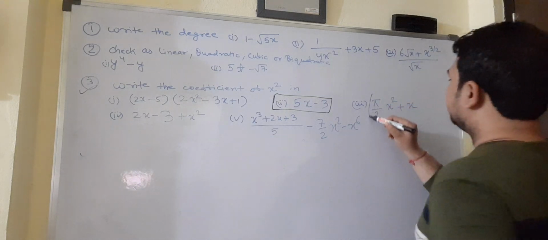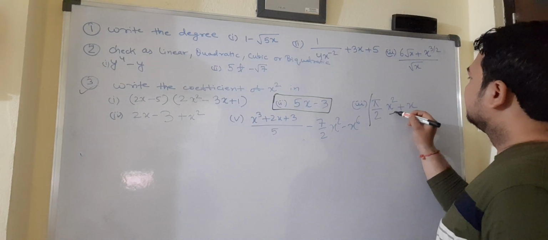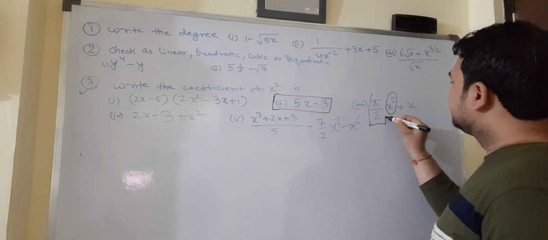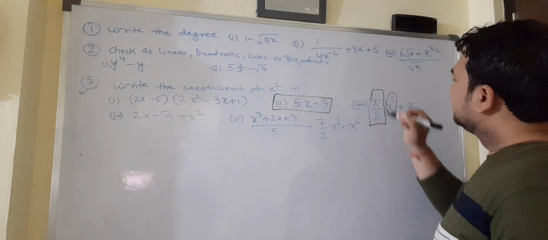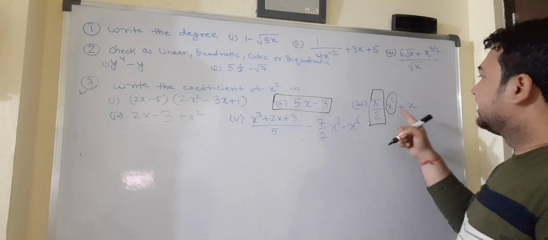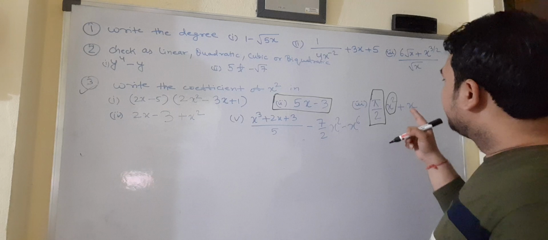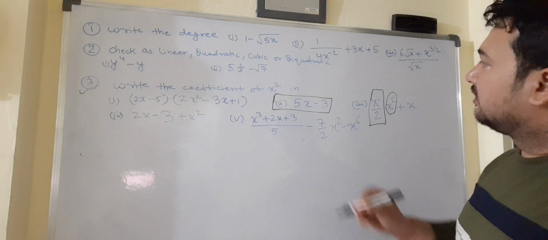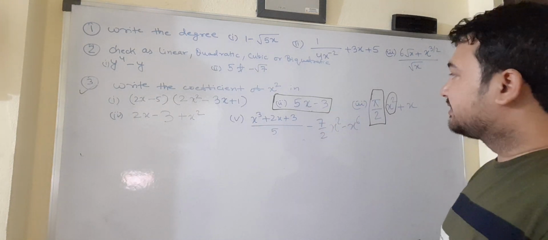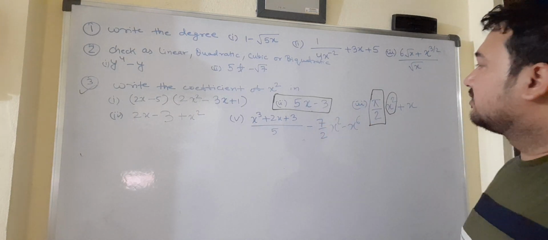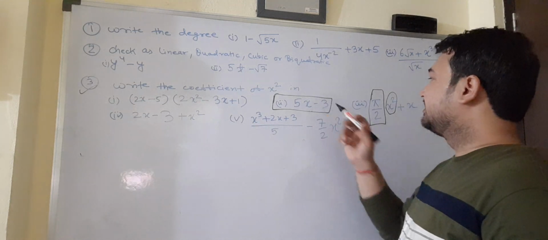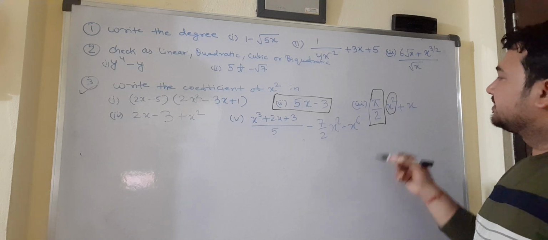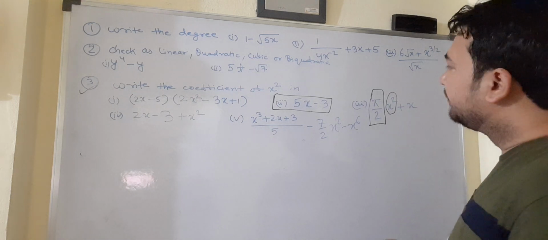See here, in this case, x square, this is the x square portion, and what is the constant that is associated with it? This is the constant part associated with this variable part of x square. So the coefficient of x square is pi by 2. The coefficient of x square in 5x minus 3 is 0, because there is no x square. The coefficient of x square in pi by 2 x square plus x is pi by 2.